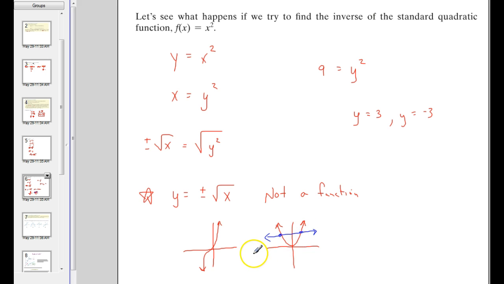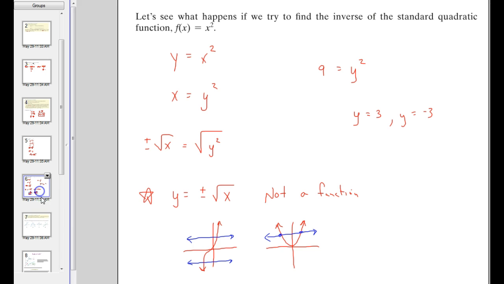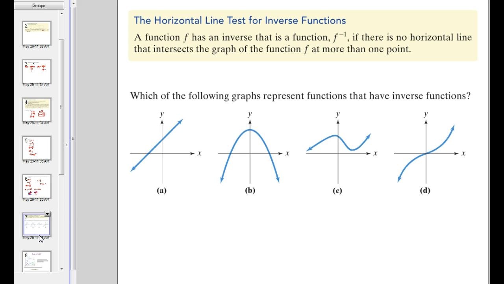So y equals x squared does not have an inverse function, but a horizontal line would never pass through y equals x cubed twice. So y equals x cubed, the example that we did before, does have an inverse because it passes the horizontal line test. Y equals x squared, a parabola, fails the horizontal line test, so it does not have an inverse.